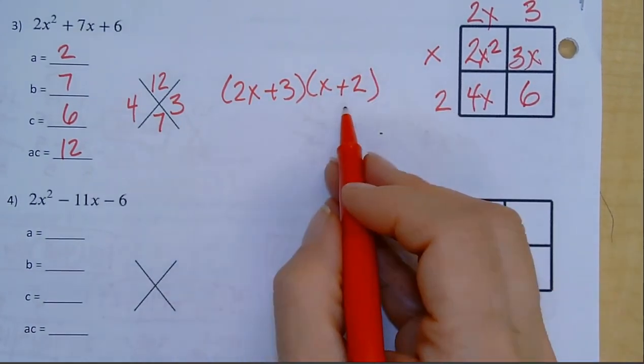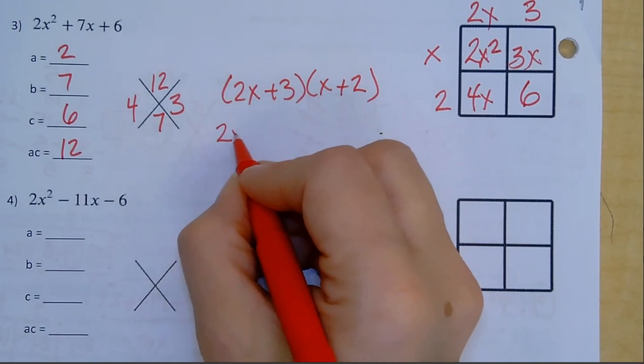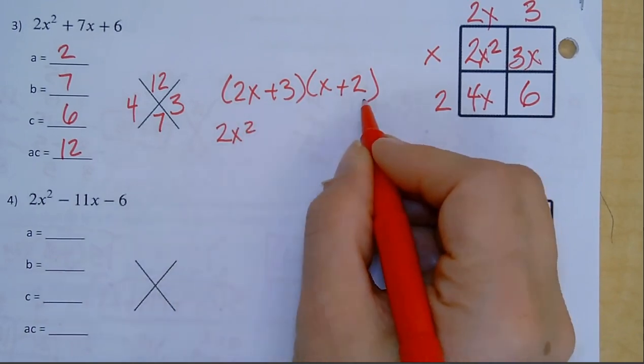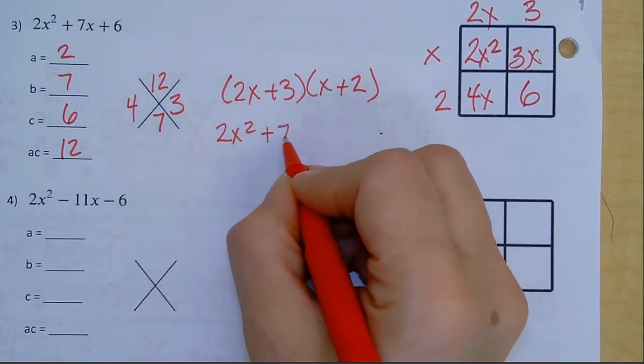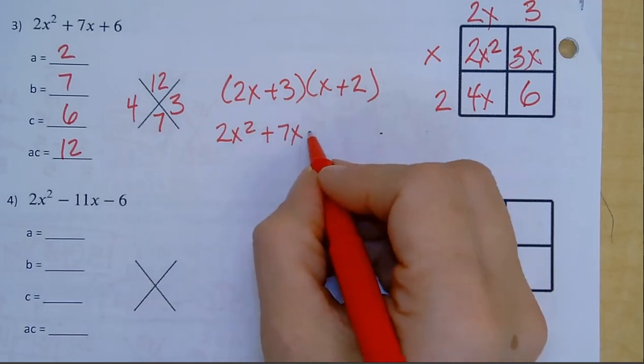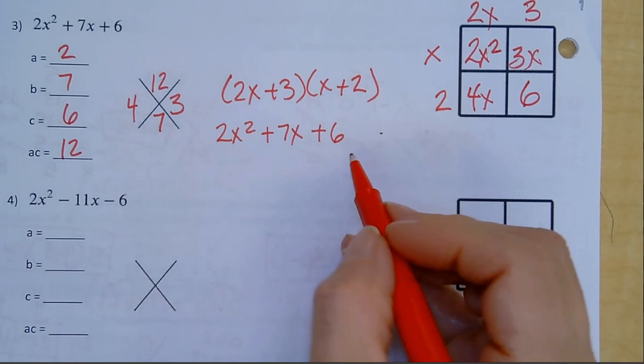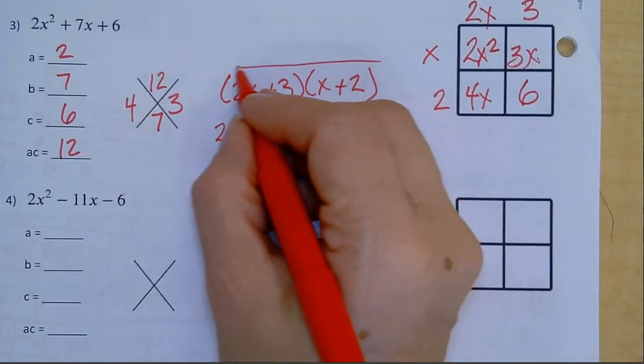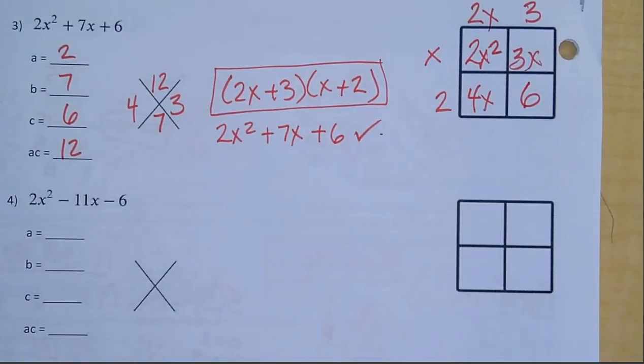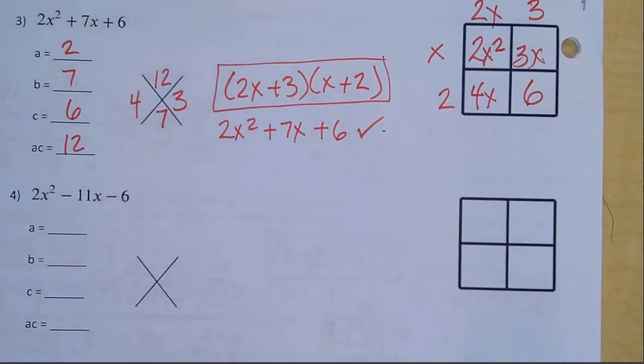All right, when I multiply to check, 2x times x is 2x squared. Outer is 4x, inner is 3x, so my combined is 7x. And last is 6, and I'm double checking, and 2x squared plus 7x plus 6 is correct. That means I found the binomials I wanted. Again, if you check your work and it's close and it's just not working and you feel like you did everything right, always go back and see if there was a common factor that you forgot to pull out.